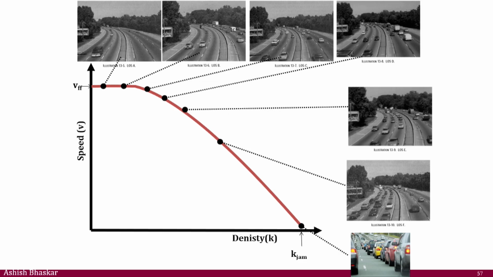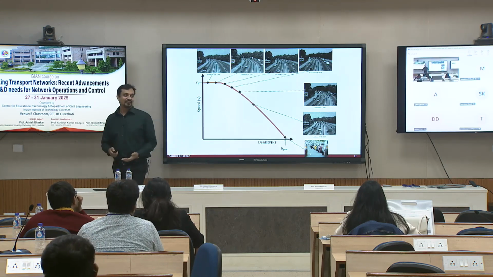This diagram we are going to use a lot when we do the variable speed limit. I'll come to that. How does it go back? I'll show that to you. So if it comes here, it goes back like this. We will see how it looks.